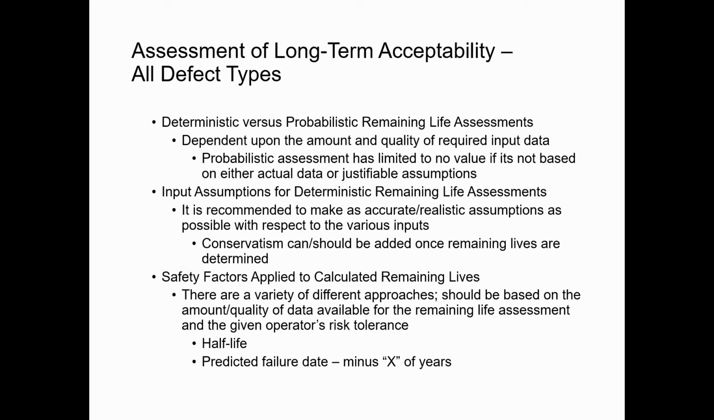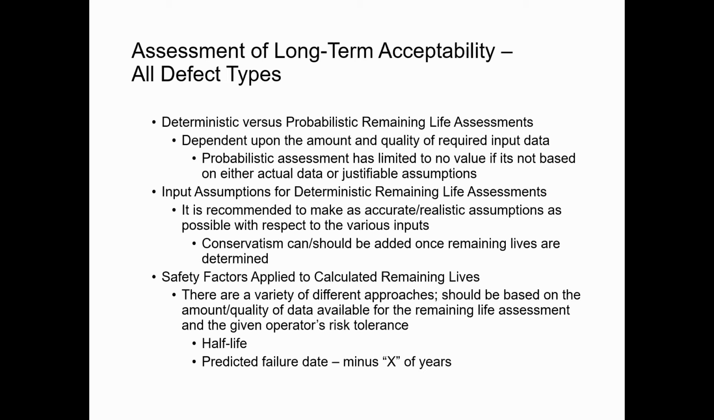Input assumptions for deterministic remaining life assessments. We'd recommend that you make as accurate or realistic assumptions as possible for each of the various input parameters. If you were to make overly conservative assumptions for the various input parameters, you're going to end up with a grossly conservative remaining life assessment. And again, the goal of these assessments is to help identify the features that really need addressing now versus the ones that can be addressed in subsequent years.